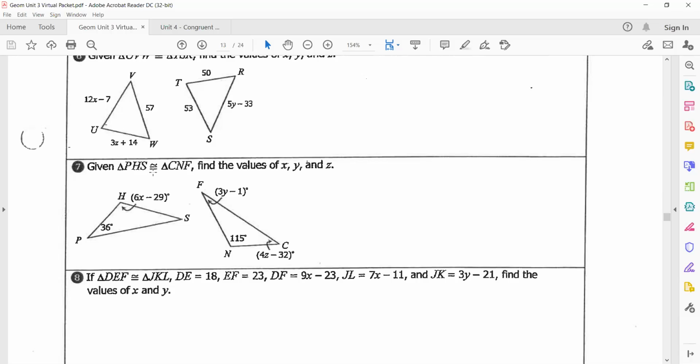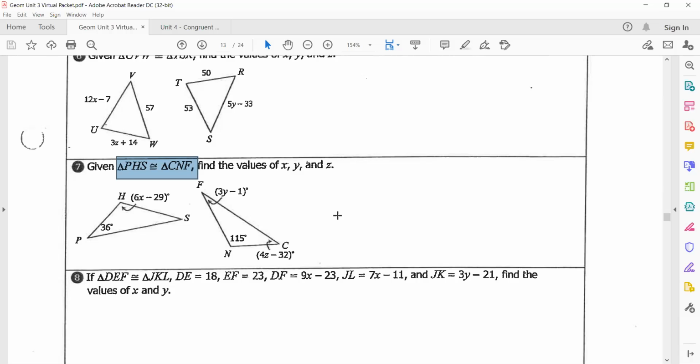Can you help me out, Audrey? Problem number 7. Yeah, I don't know. What position, you have this congruency statement right here. What position is letter P in that triangle description? First, second, or third? First. Yeah. So what's the corresponding congruent angle in the other triangle? C. C. Yeah.